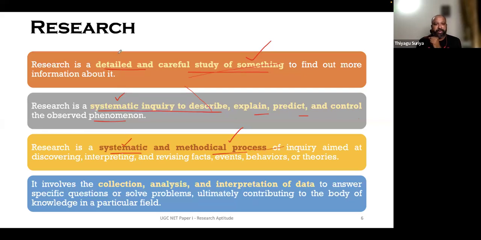Research is systematic and detailed, carefully studied, and it involves the collection, analysis, and interpretation of data. These are the things we must be very cautious about, because these are some of the basic characteristics of research. Hope you understand the different things about research. And now, moving to the next slide.